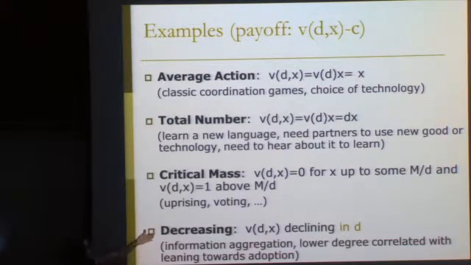Okay, so the last example that is captured here is V, which is declining in D. So you can think about information aggregation. Suppose that what we're doing is just sharing our information. There's a marginally decreasing effect of degrees, effectively.